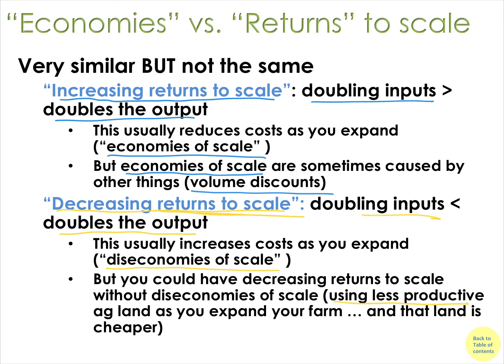For instance, if you're a farm and you expand into less productive farmland, the quality of the farmland has dropped, and so you're going to get lower productivity, but oftentimes that land is cheaper. So you make up for the lower productivity by paying less for it. So your average cost might not actually change.